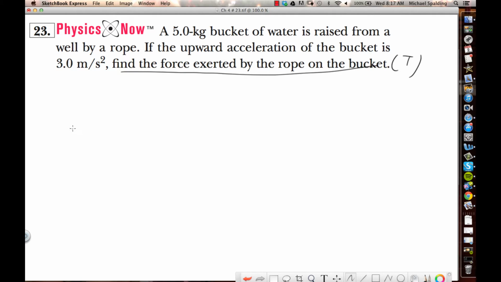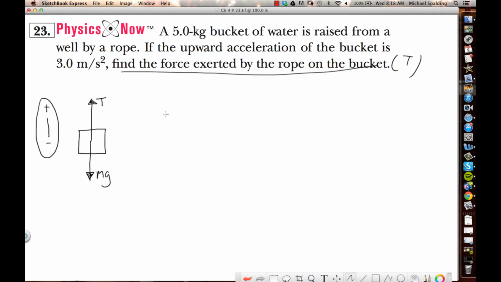Okay, so we always start with a free body diagram for problems like this. So here's the bucket. What are the forces on the bucket? Gravity down. So force of gravity is also called weight. The equation is mg, so I label that mg. The upward force acting on the bucket is the tension in the rope. Okay, any other forces? Nope, that's it. Okay, sign convention, up is plus, down is minus. Unless otherwise stated, that's our sign convention.